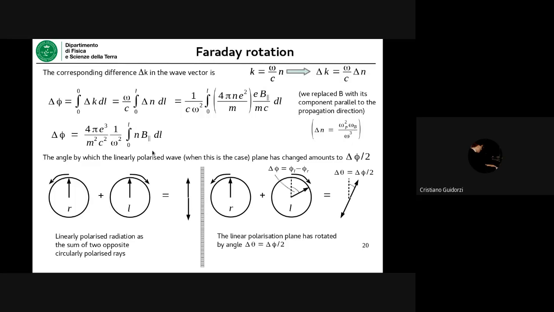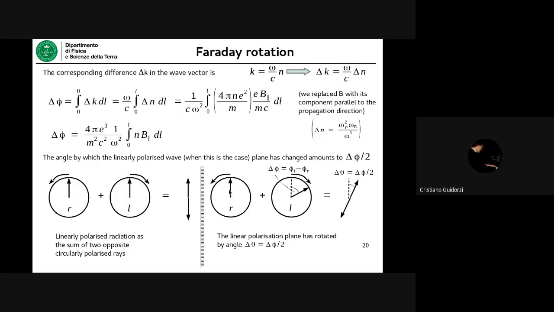So what happens when this wave has just crossed, along a given path of length L, a region of plasma with N and B? Well, there's a shift which we call delta phi. So it's a relative shift. It means that when the electric field for the right polarized wave will be again in this position, the left polarized wave will be shifted by a delta phi, which is exactly phi L minus phi R. So the left polarized wave will precede the right one by a delta phi.